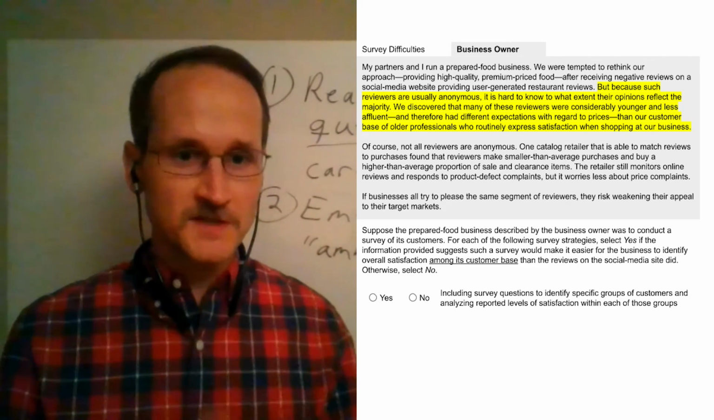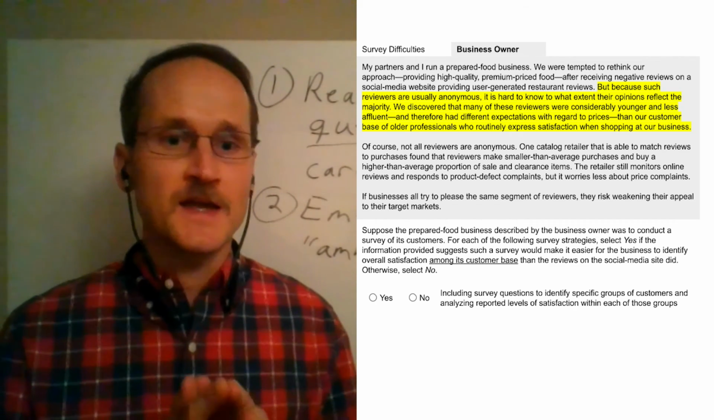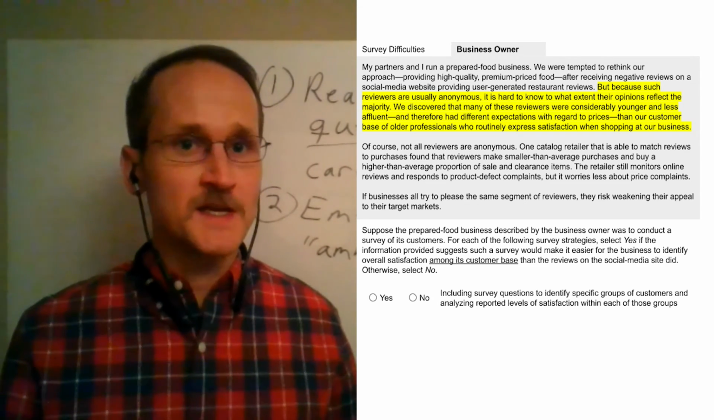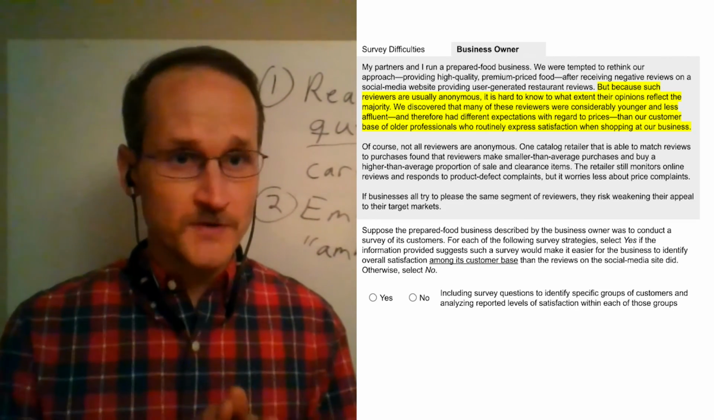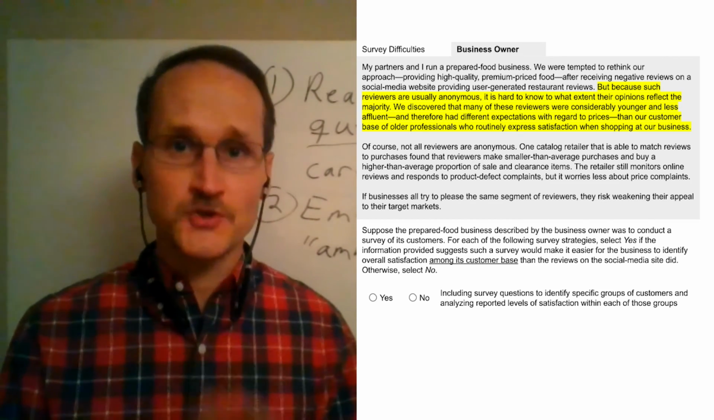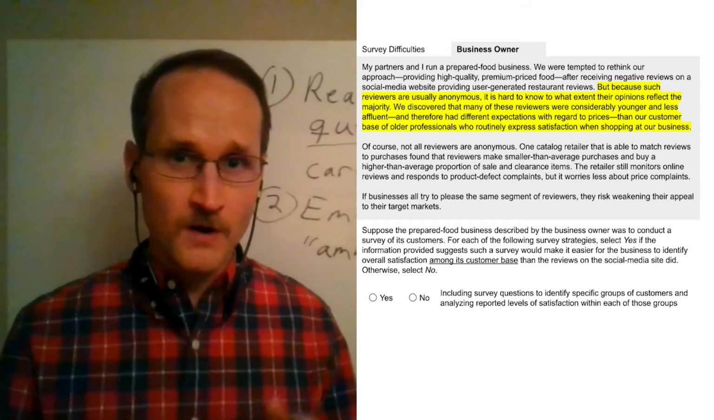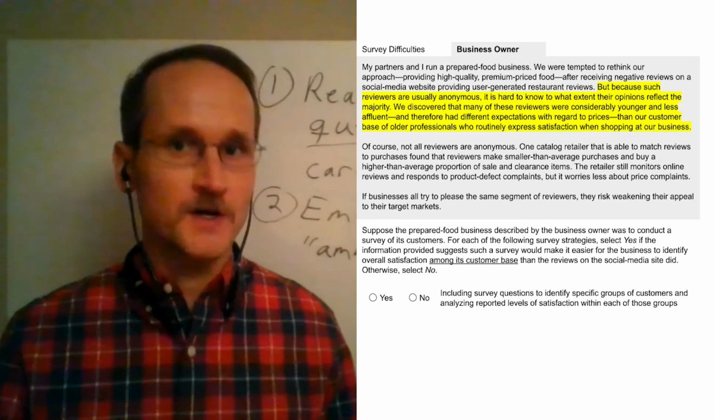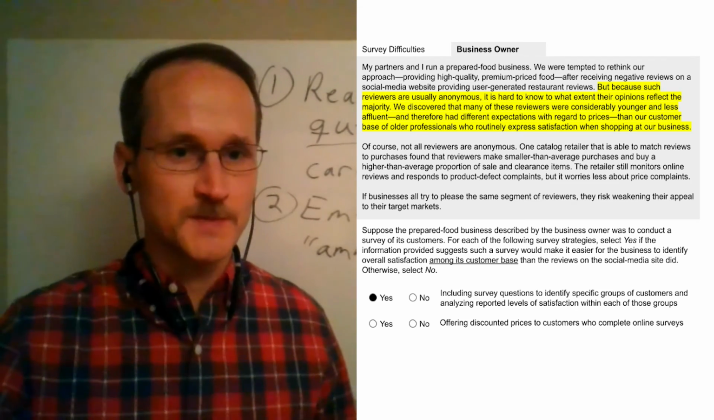So if you look at the first statement, including survey questions to identify specific groups of customers and analyzing reported levels of satisfaction within each of those groups, well, that's exactly what we need. Back up in the tabs, the problem with the online reviews is that such reviewers are usually anonymous, so it's hard to know to what extent their opinions reflect the majority. If we have these survey questions to identify the groups, then we'll know whether we're talking about our customer base or people who are outside of our customer base. So this is exactly what we need. This one would make it easier for the business. This one's going to be a yes.